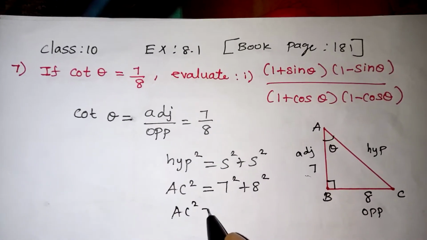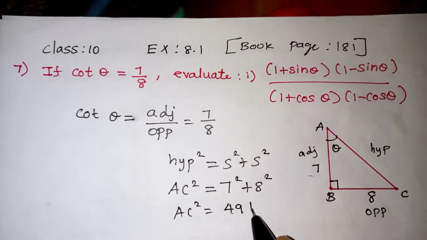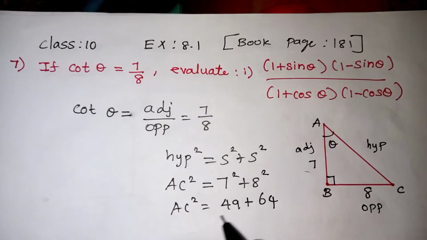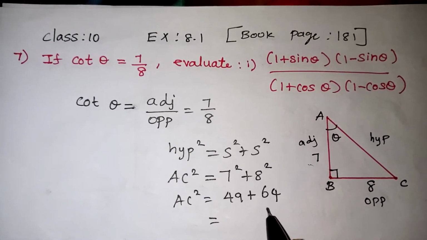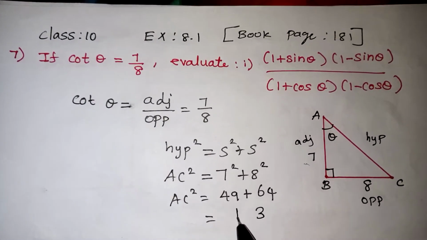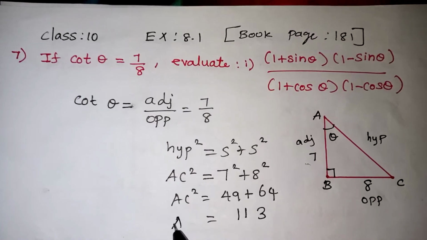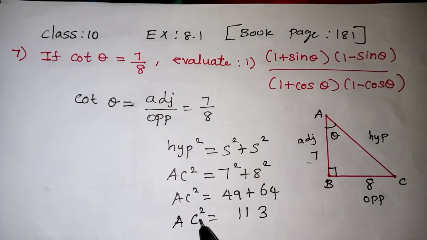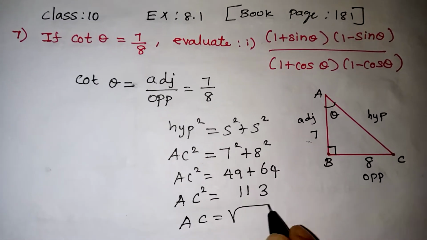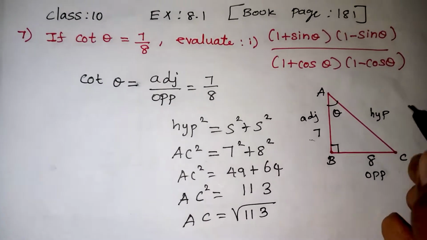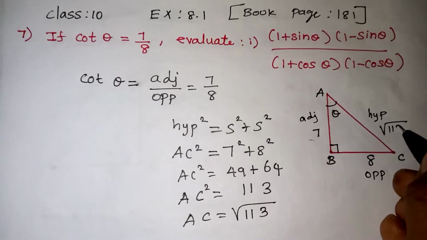Now AC squared equal to 7 7s are 49, 8 8s are 64. Now we should add these two. 9 plus 4 it will be 13, balance 1, 113 we are getting. So AC squared is equal to 113. The square you just take to the other side, that will become square root. AC is equal to root of 113. So the hypotenuse value we are getting is root of 113.